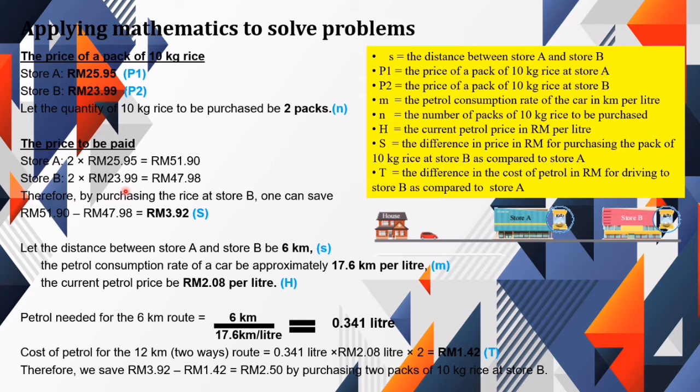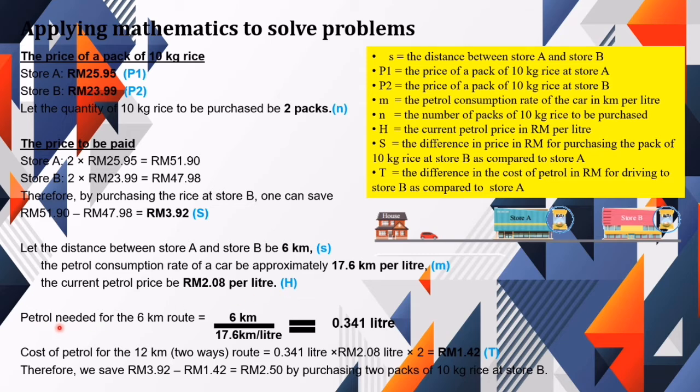Therefore, by purchasing the rice at store B, one can save 3 ringgit 92 cents, which is the S. Given that the distance between store A and store B is 6 km, which is the D. The petrol consumption rate of a car is approximately 17.6 km per liter, which is the M. The current petrol price is 2.08 ringgit per liter, which is the H.